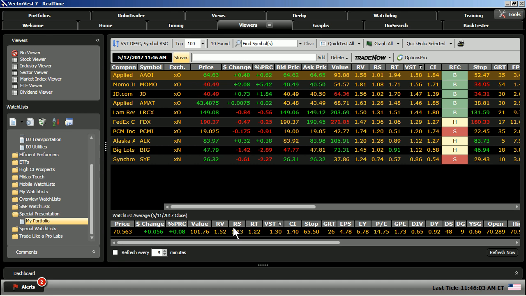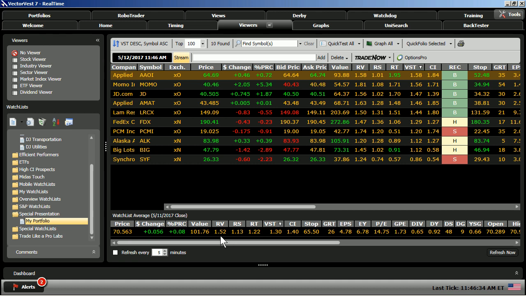These two indicators here, RV and RS, are what helps us determine what type of investor we are. So let's just say this is my portfolio. I would be considered a prudent investor if these are the types of stocks that I buy. A prudent investor buys stocks that have both an RV above 1 and an RS above 1. They want the best of both worlds. They want that upside potential, and they're not willing to take on a ton of risk.